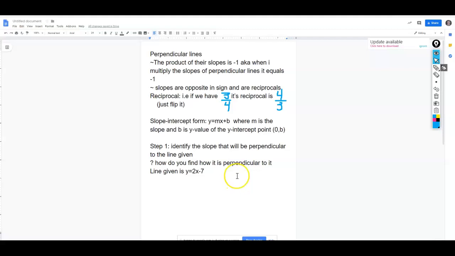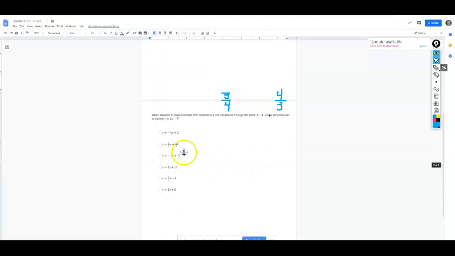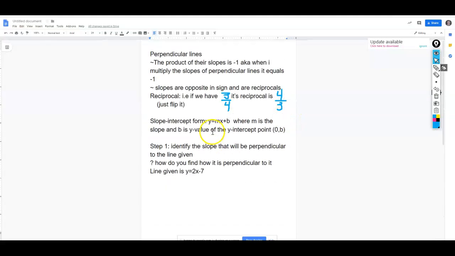All right, so we are on the first question. Which equation in slope-intercept form represents a line that passes through the point 6, -1 and is perpendicular to the line y equals 2x minus 7? Right here is just information about perpendicular lines and making sure we knew what slope-intercept form was, and we jumped into step 1 to identify the slope that will be perpendicular to the line given, and our question is, how do you find out how it is perpendicular to it?